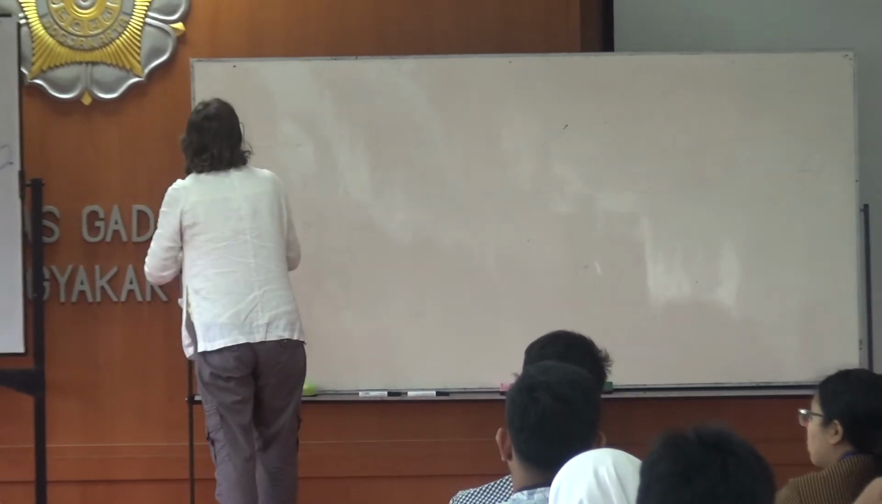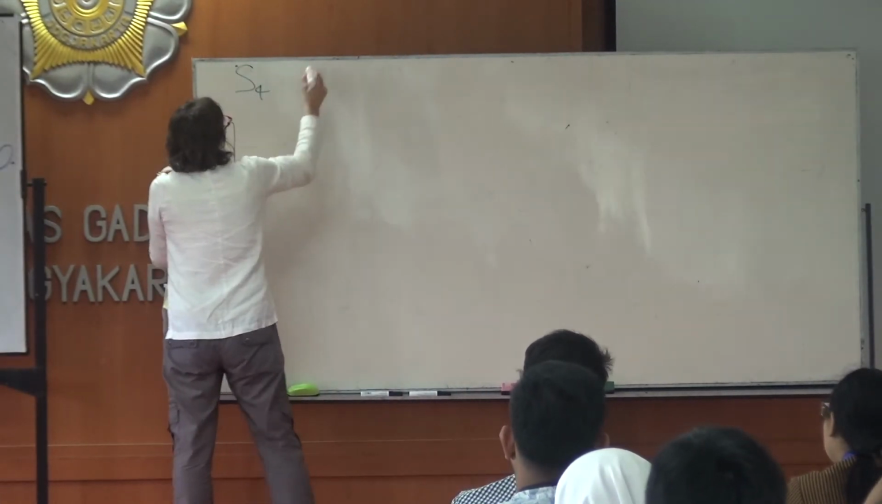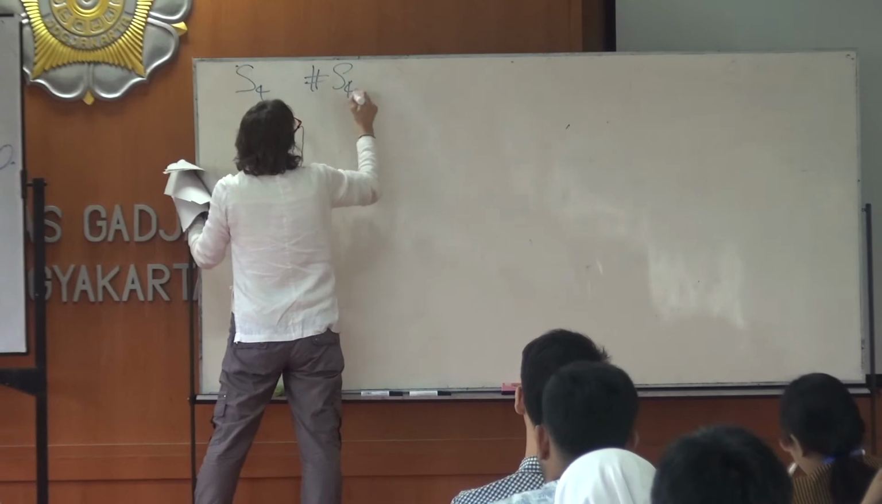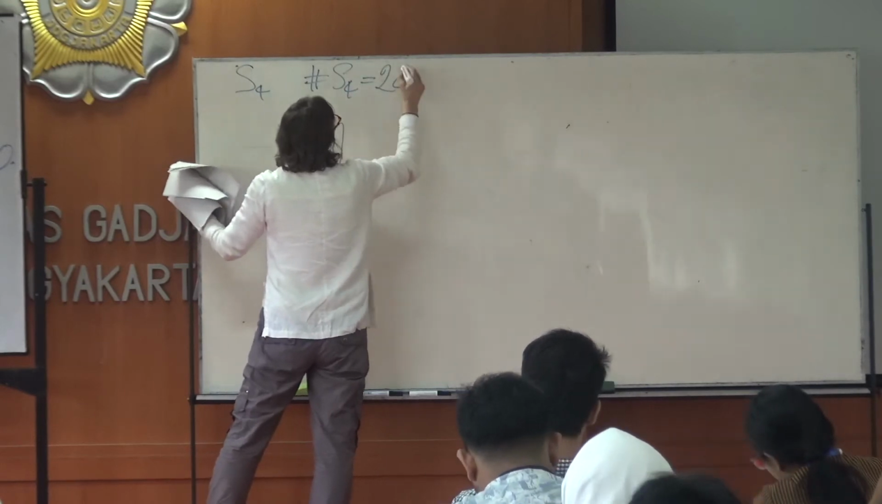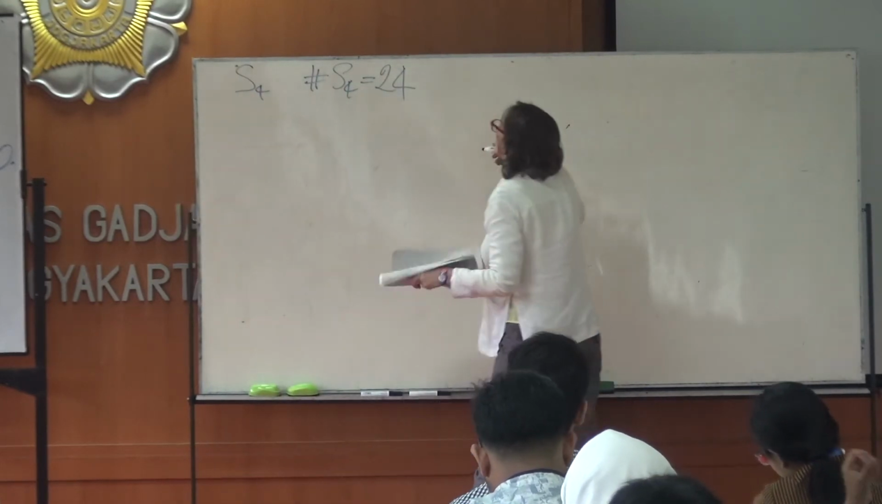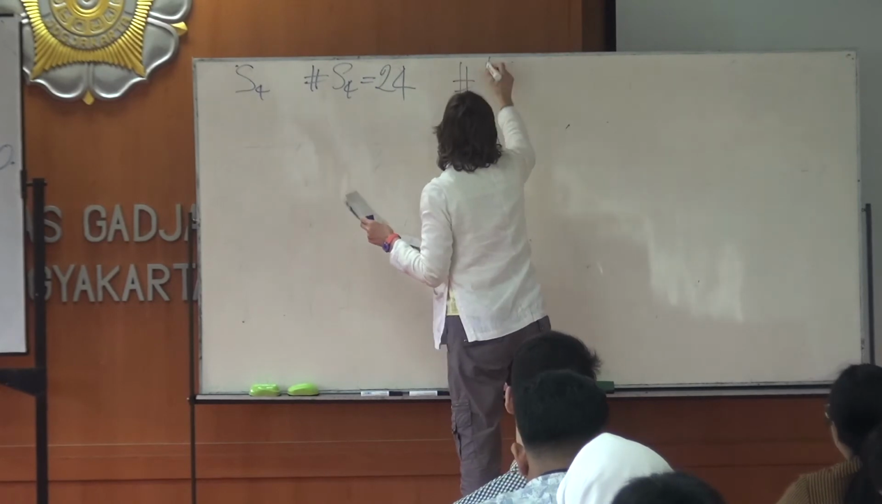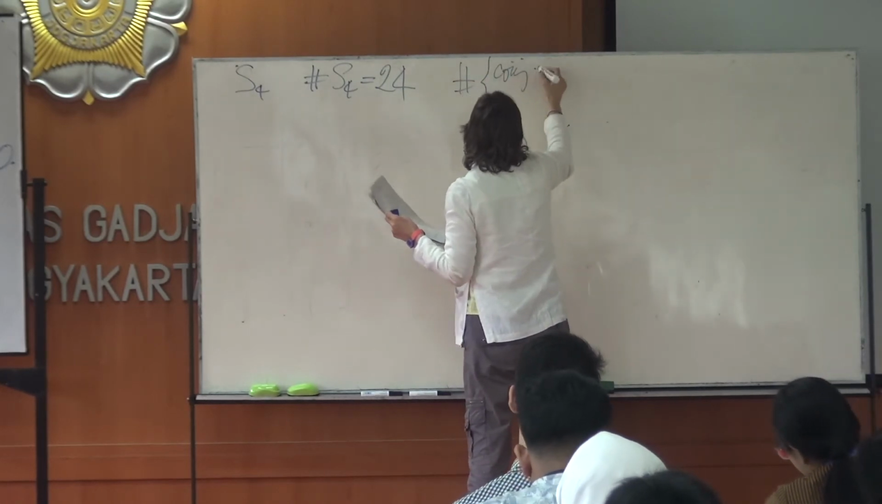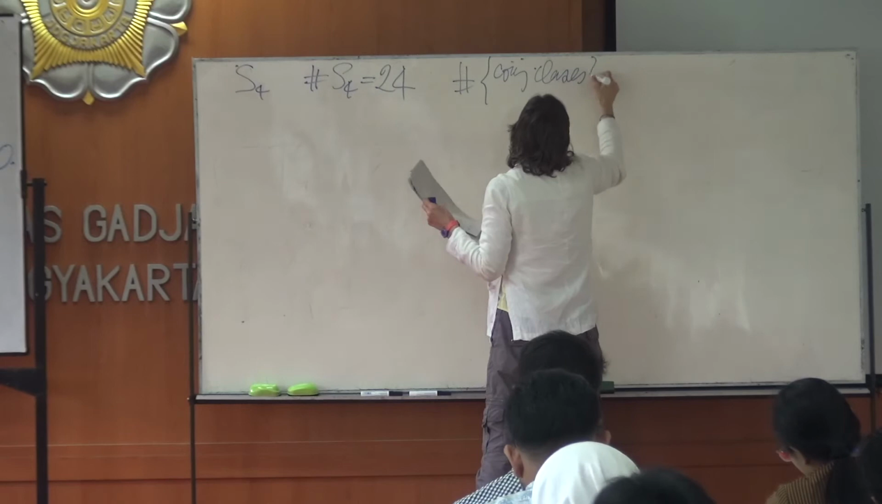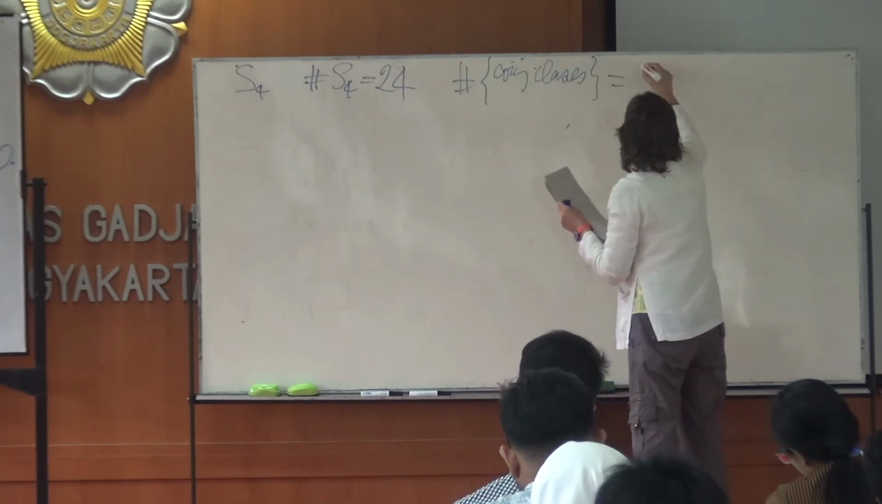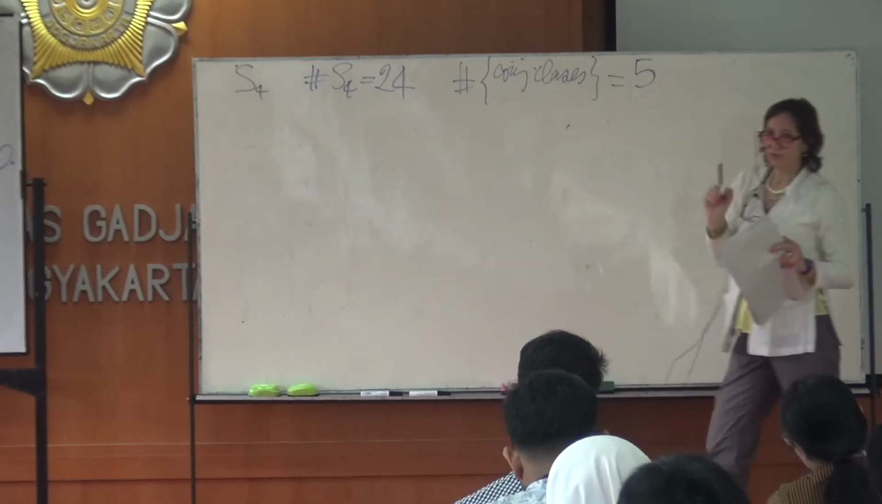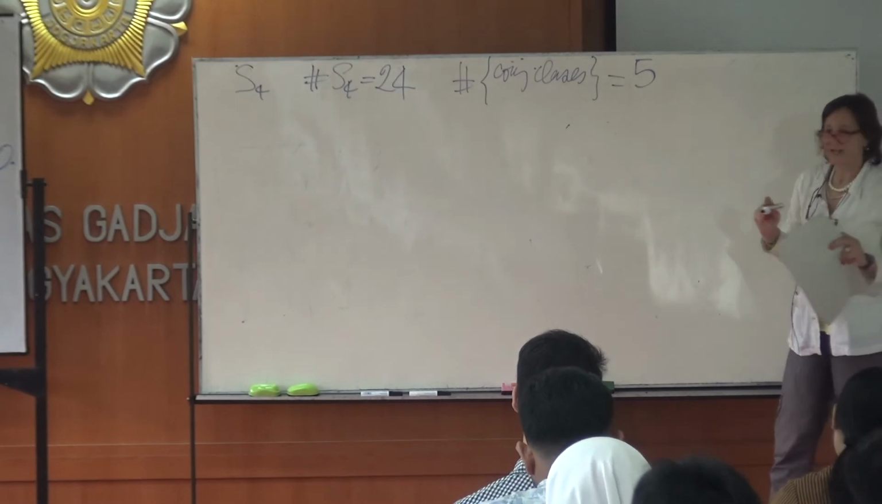So we have S4. The cardinality of S4 is 24. And then the cardinality of the set of conjugacy classes is 5. So 5 irreducible non-isomorphic representations.